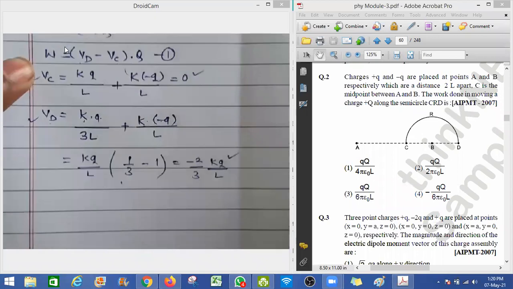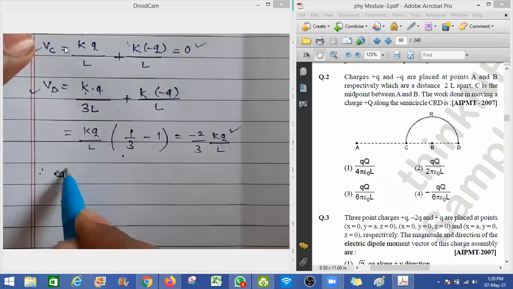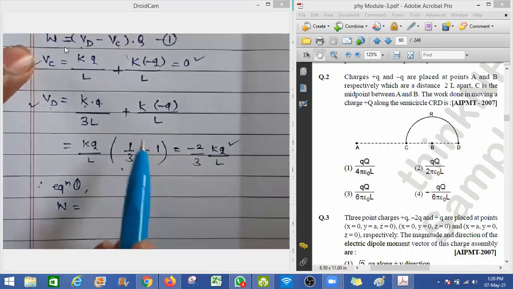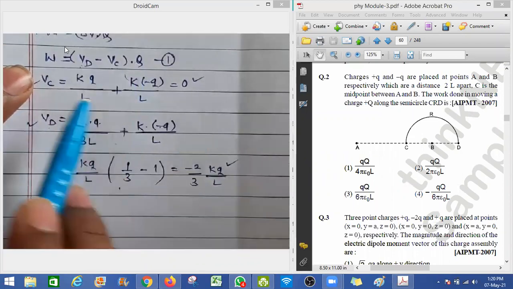So therefore, equation 1 will become total work done is equal to Vd minus Vc into Q. What is Vd?